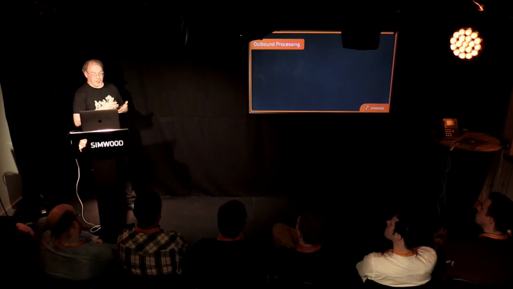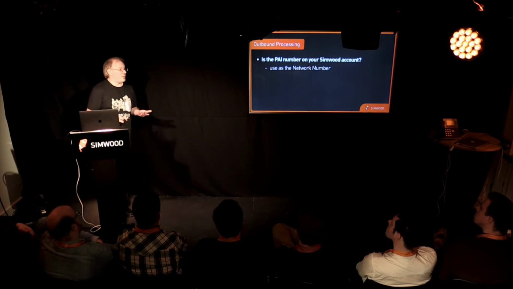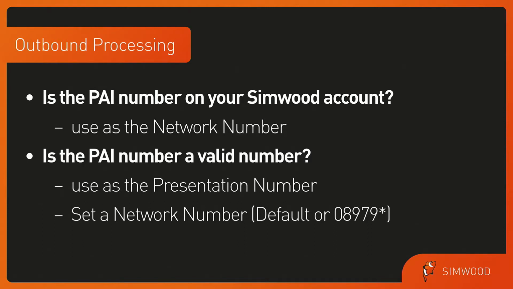So the first test is, if you've sent us a PAI, if you've sent us P-asserted identity, is it on your SimWood account? If so, we use it as the network number. Simple, meets the requirement, directly allocated to you, sorted. If not, is it valid? If it is, we'll set it as the presentation number, and that's mainly to cater for things like misconfigured PBXs that send a from line of Bob 101, which we obviously can't put out on the PSTN, and the PAI has what we would call the calling party number. Most American software works that way by default.